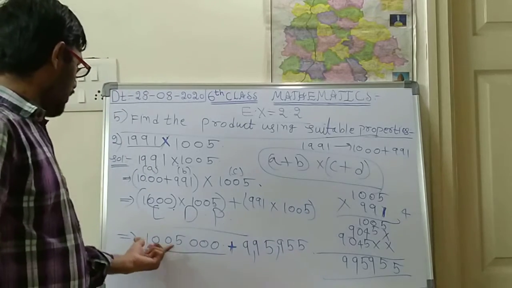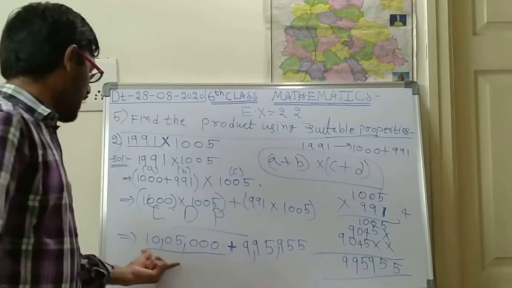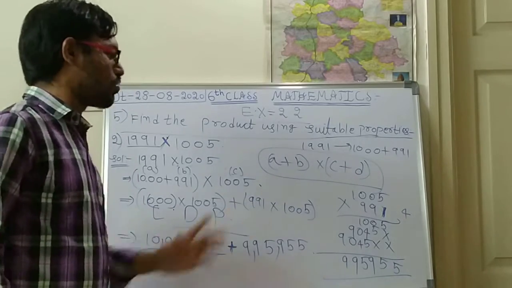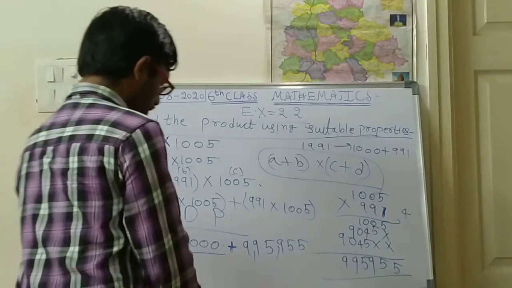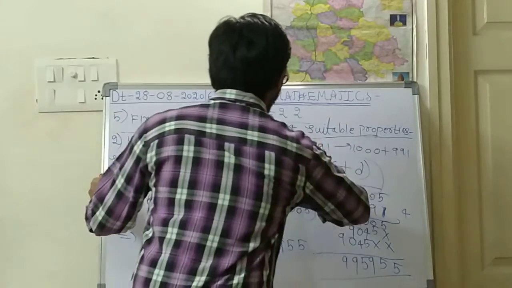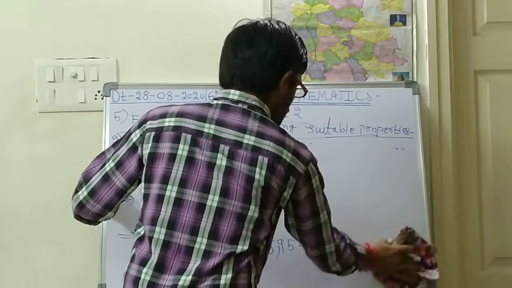That means the answer here is 9,95,955. So here what is the answer? 10,05,000. So now you should add these two. So by adding these two, what will be the result? You have to check. Okay, so now we shall check the answer.